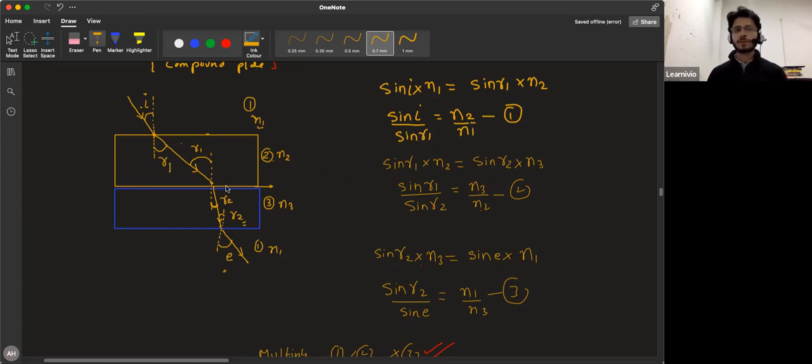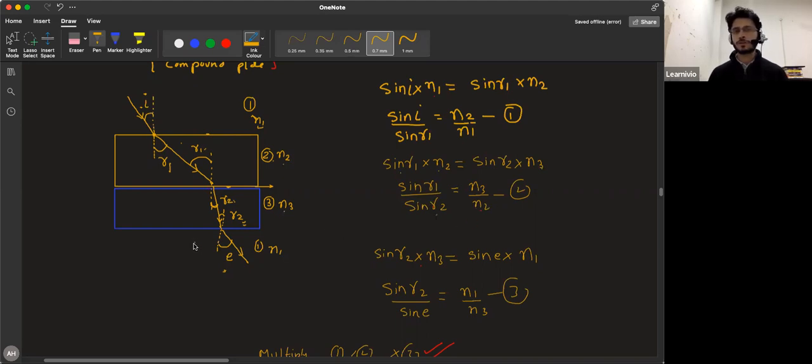Similarly, if I apply Snell's law over this surface, the angle of incidence is R1 and the angle of refraction is R2. Here, the angle is R1, the refractive index is N2, so sine R1 into N2. Here, the refractive index is N3, the angle is R2, so sine R2 into N3. So here you get sine R1 by sine R2 is N3 by N2.